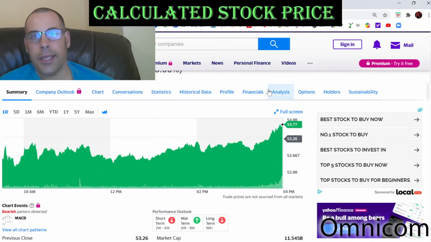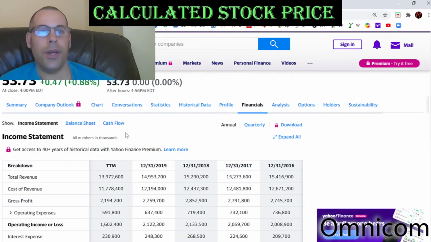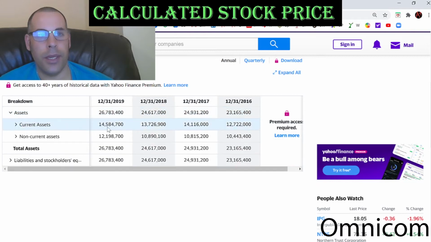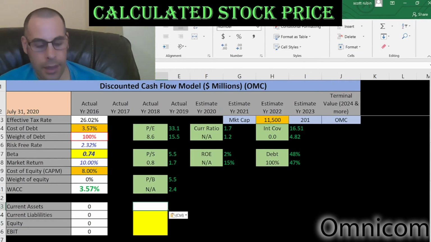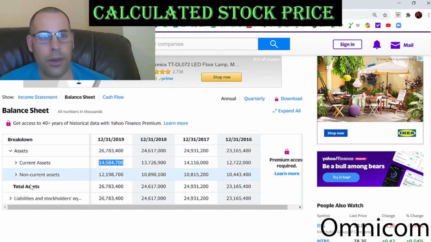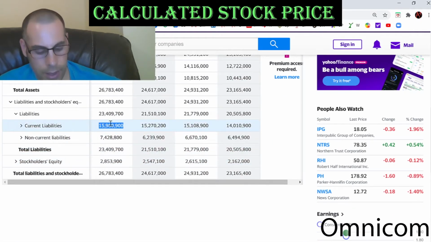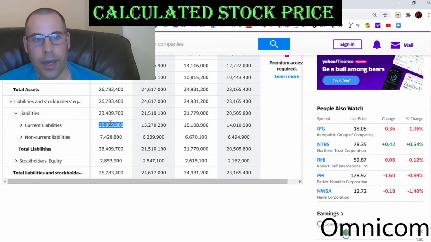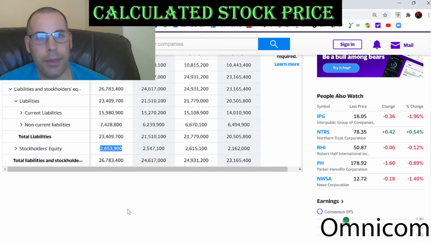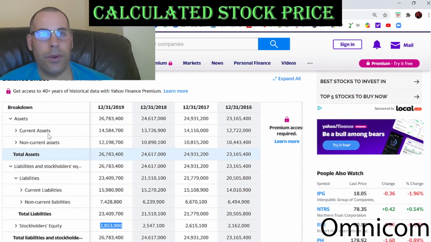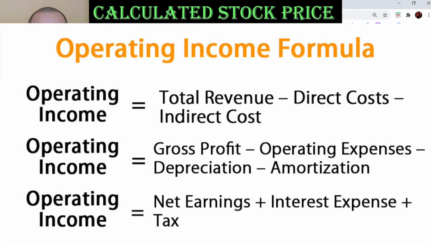Next we need the current assets. We have to calculate the current ratio later, and current assets are mainly cash, accounts receivables, and inventory. That's $14.5 billion. And we also need the current liabilities, which are the debts and payables due within 12 months. That's $15.9 billion. And the equity, that's assets minus liabilities, and that's $2.9 billion. And their earnings before interest and taxes, that's on the income statement, that's $2.1 billion.